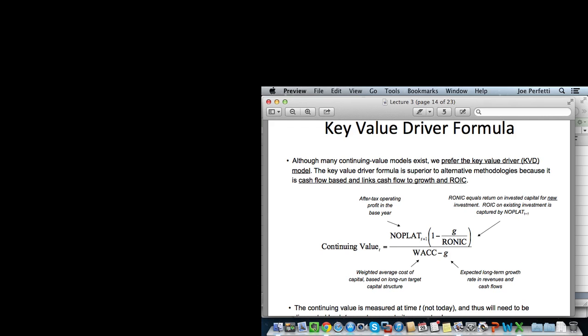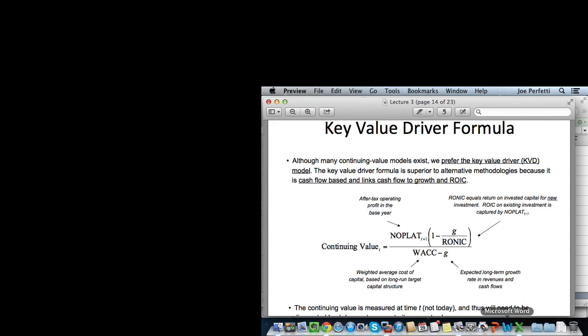So essentially, this is what we're going to put into our model. It says take the NOPLAT in T plus 1. That's actually the first year of the continuing value period. That's why we forecasted that 11th year. So T plus 1 is the 11th year. And then we need a long-term growth rate. We need a long-term representative ROIC for the firm, called RONIC, return on new incremental capital. And we need the WACC.